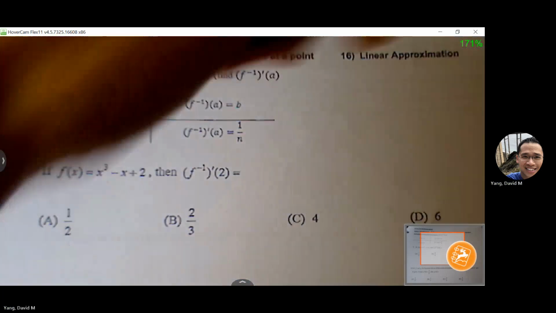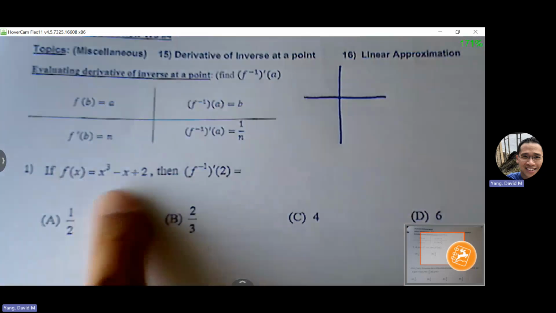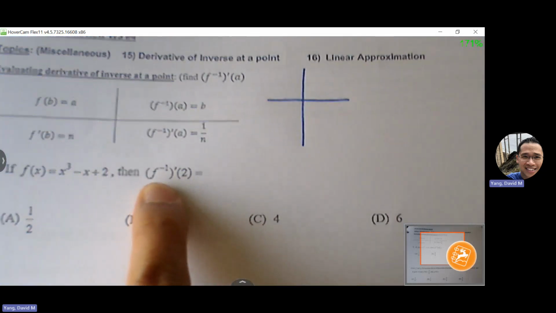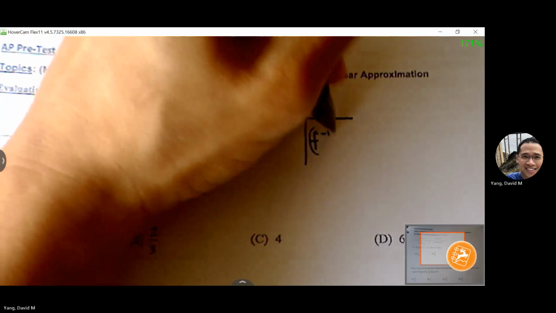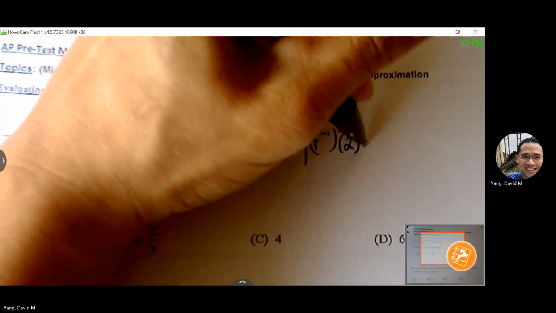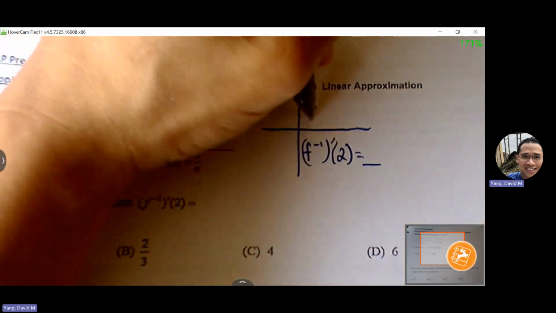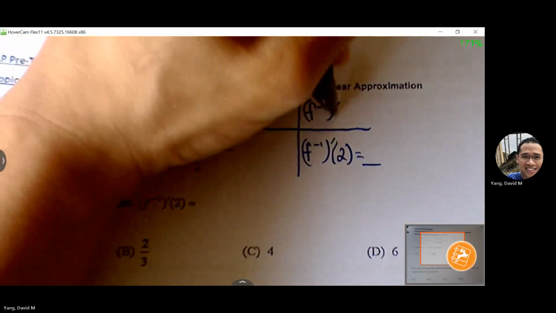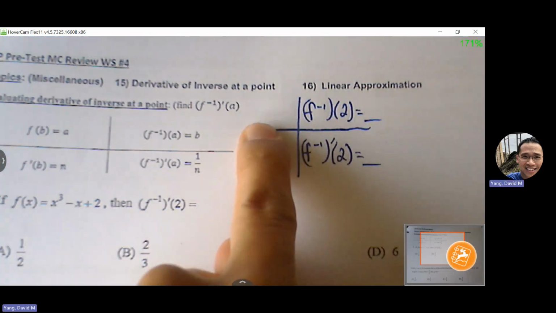So I'm going to go ahead and create my chart for my problem here. I'm looking for the derivative of f inverse at 2. So that goes in that bottom corner here. I know that 2 is the x value of my inverse. But 2 is the what of my function.